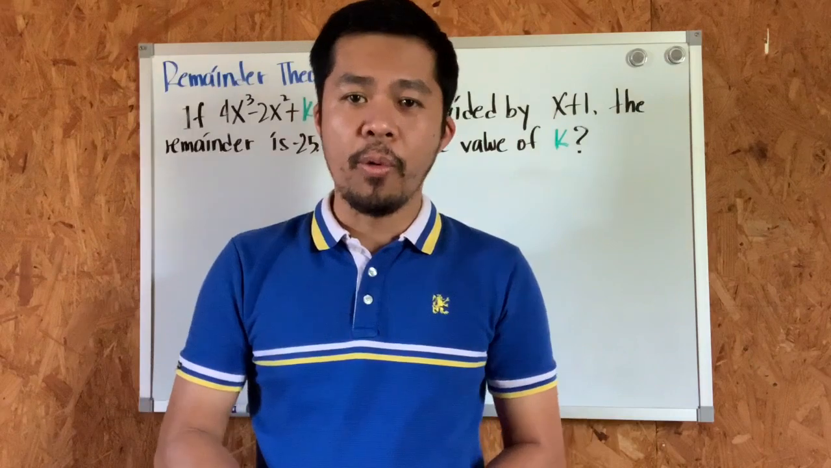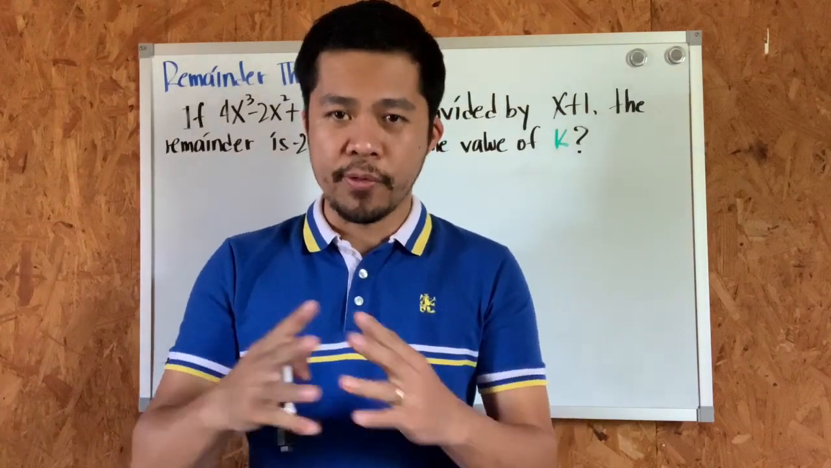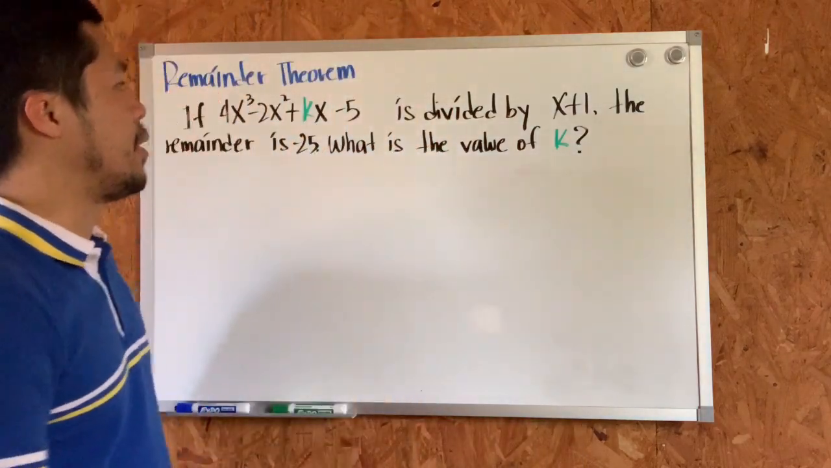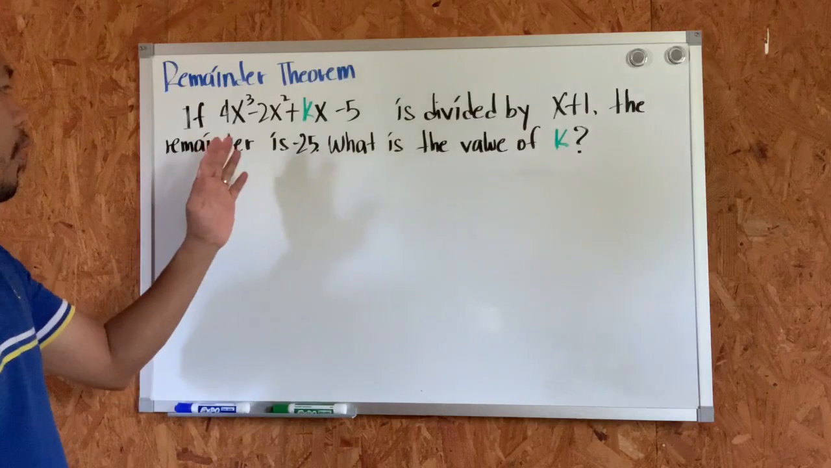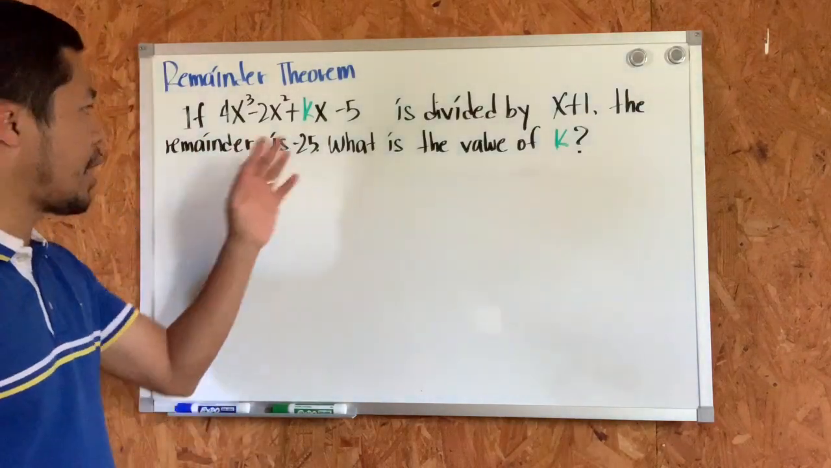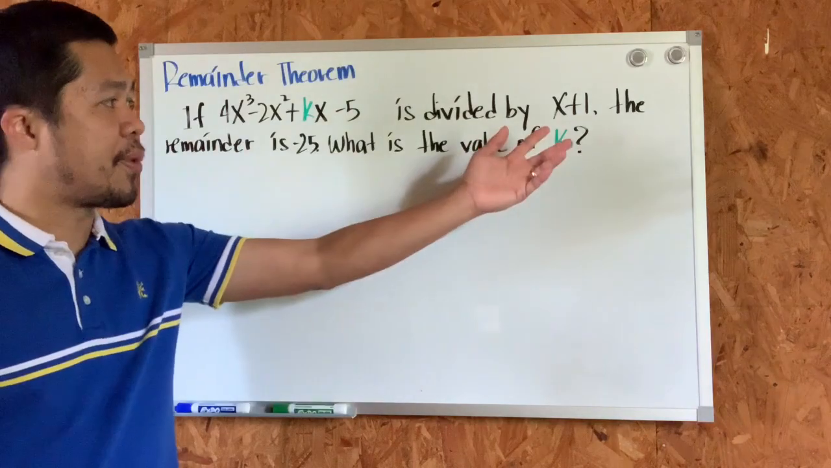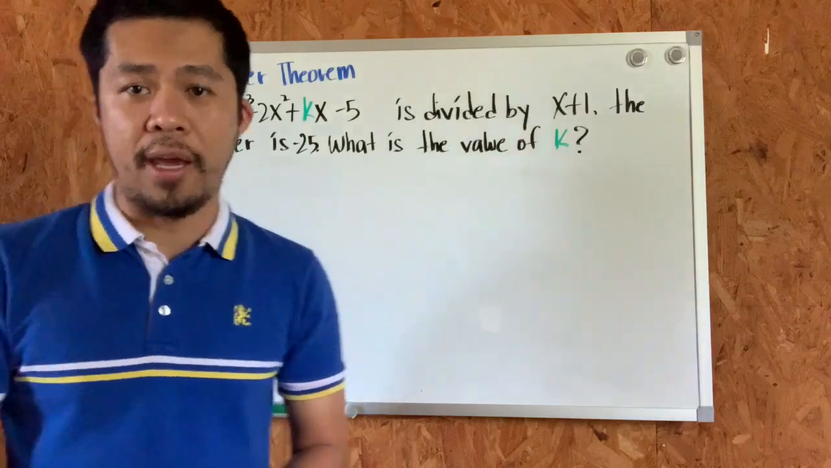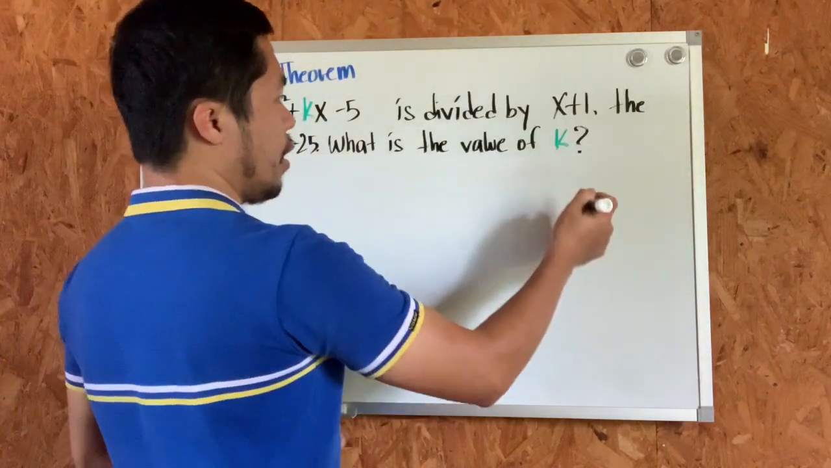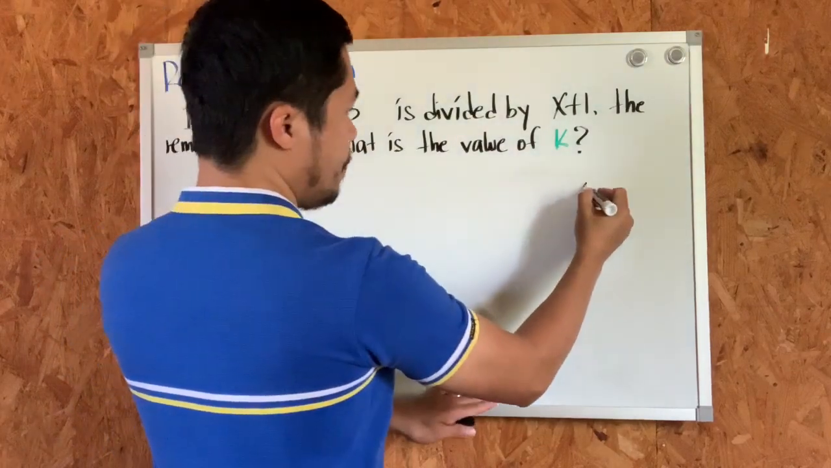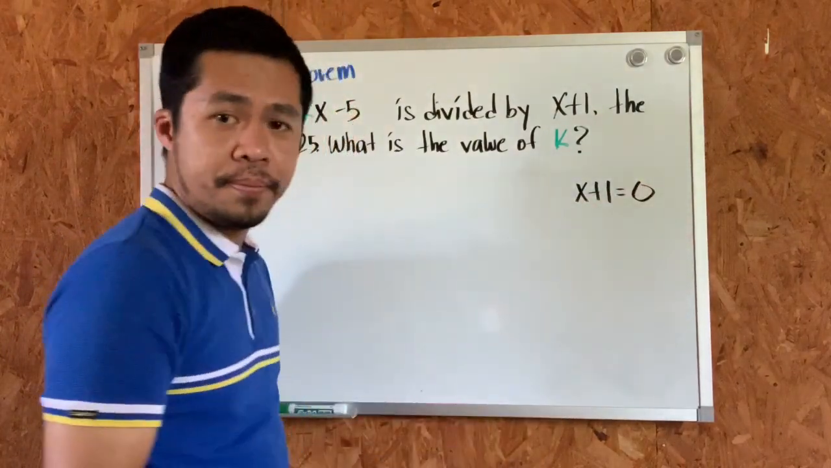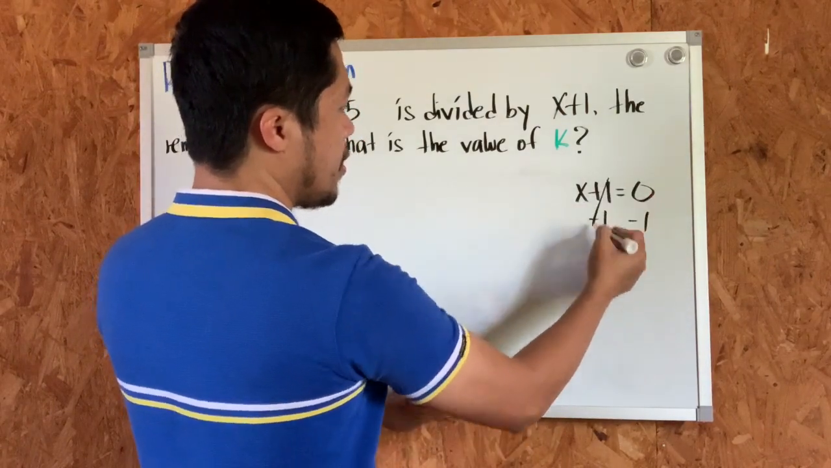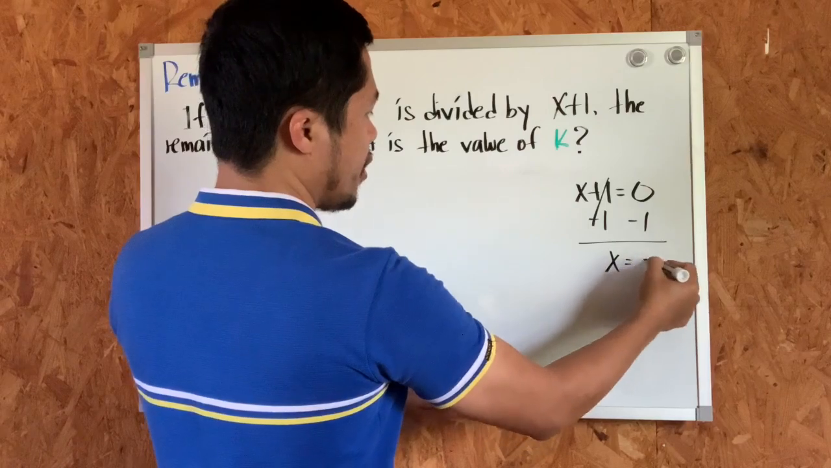Okay, let me give you one last example about the lesson for today, which is the application of the remainder theorem in solving problems such as this one. So we have here a polynomial 4x cubed minus 2x squared plus kx minus 5 divided by x plus 1, and when we do that according to the problem, the remainder is negative 25, then what is the value of k? So again, we will equate x plus 1 to 0. So it's x plus 1 equals 0. So subtract 1 on both sides. We will cancel this. So x equals negative 1.